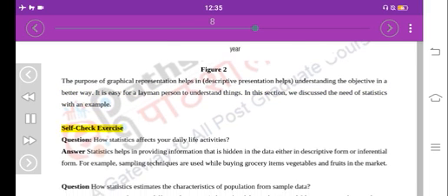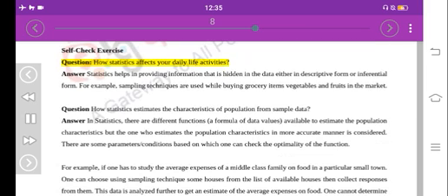Self-check exercise. Question: How does statistics affect your daily life activities? Answer: Statistics helps in providing information that is hidden in the data, either in descriptive form or inferential form. For example, sampling techniques are used while buying grocery items, vegetables and fruits in the market.